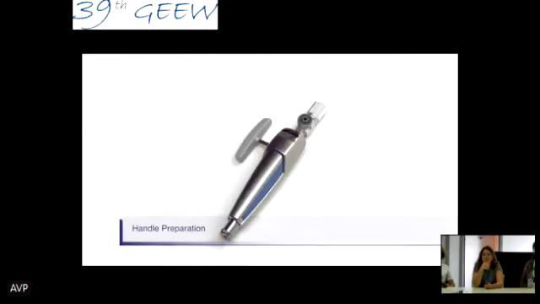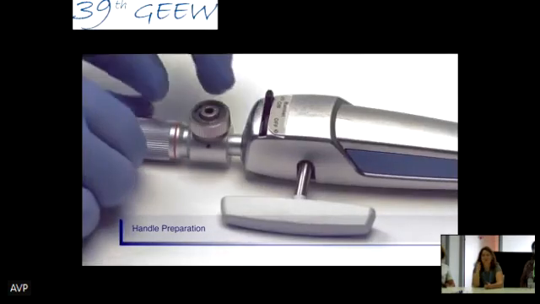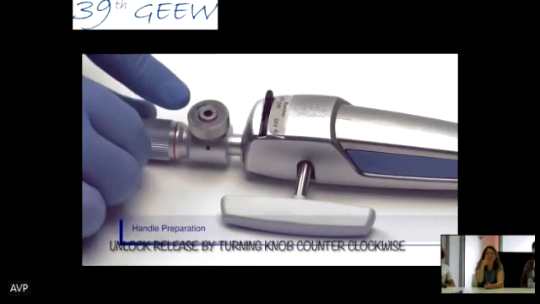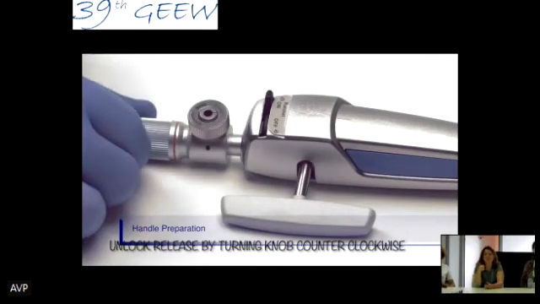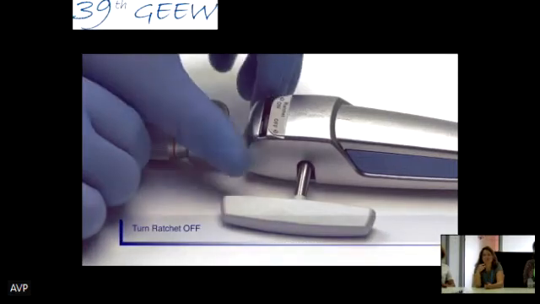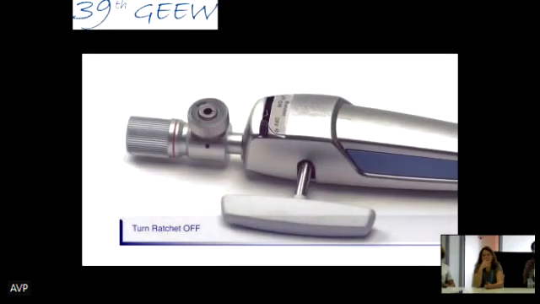Okay, this is a mechanical lithotripsy. You see it and you forget it. So this is how you prepare the handle. You unlock by turning the knob counterclockwise. You open the ratchet. You put the ratchet on off.